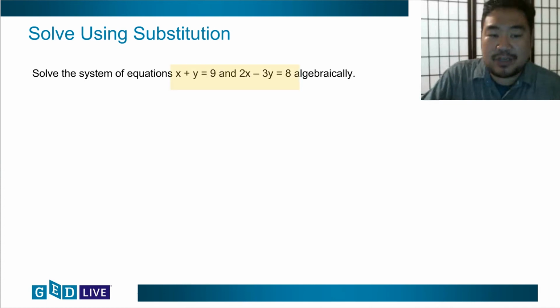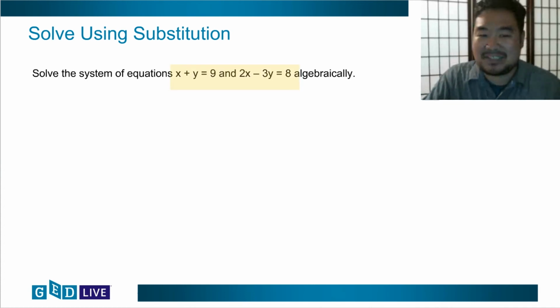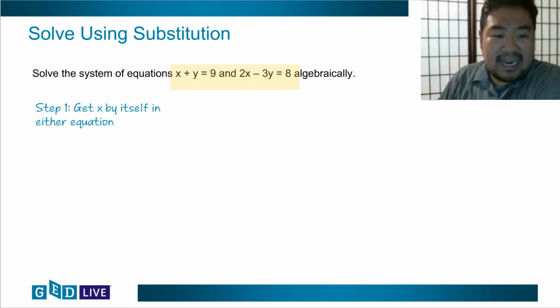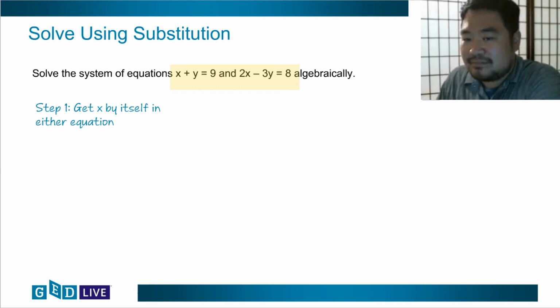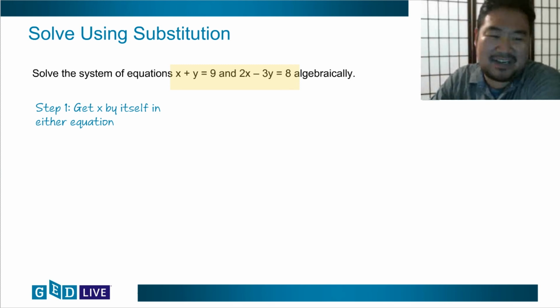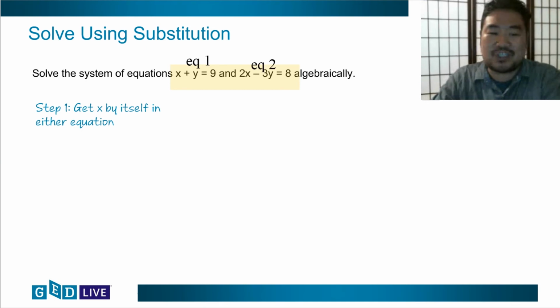But if you see this system of equations, x plus y is equal to 9, and 2x minus 3y is equal to 8, solving this algebraically, there are those two techniques that we can use here. Step 1, get x by itself in either equation. But let me ask you folks this: between the first equation and the second equation, which equation is going to be a little bit easier to get x by itself?